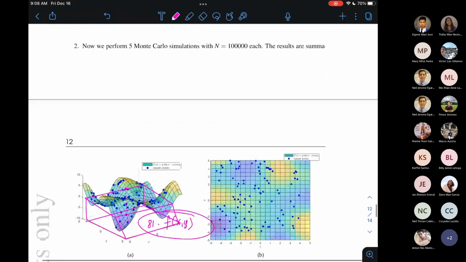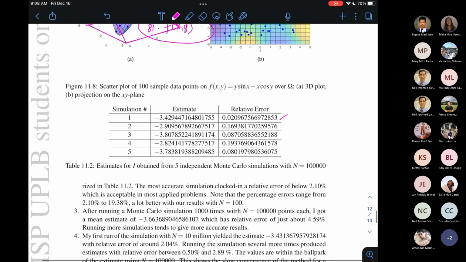So, these are the 5 samples of 100,000 points each. I had results as good as 2% relative error. With 100,000 points, I still had results where the error reached 19%. So that's a very big range, no? From 2% error to 19% error.